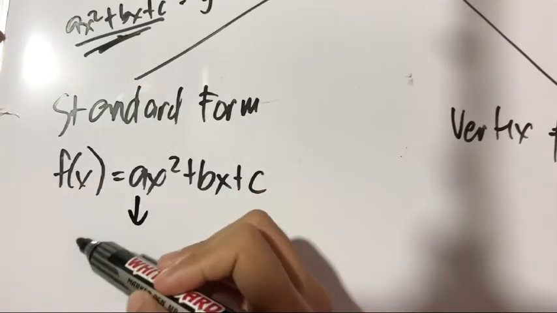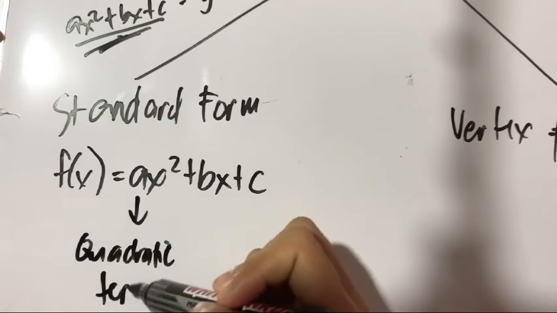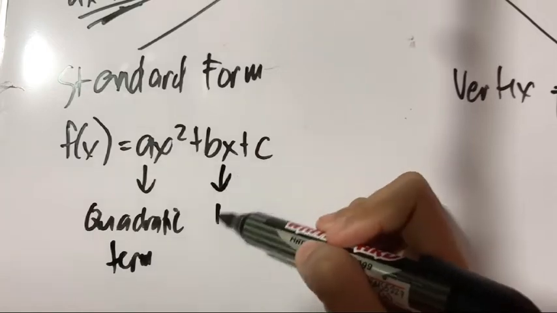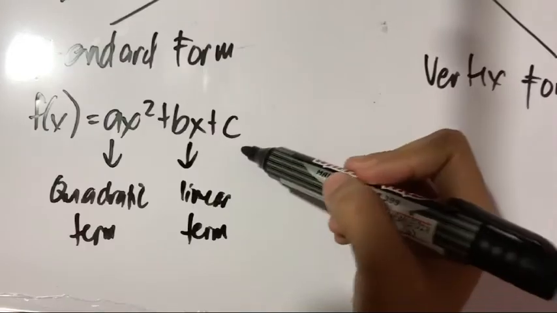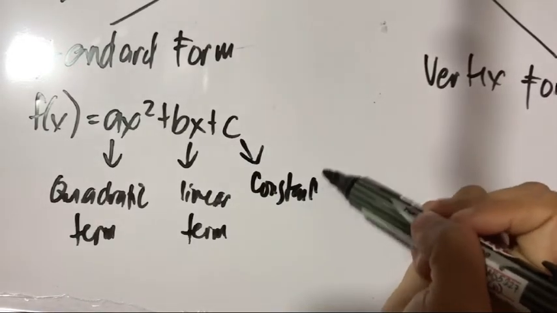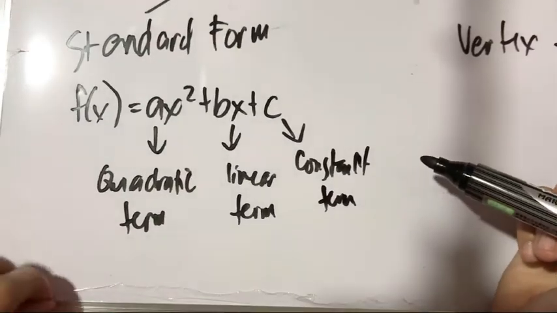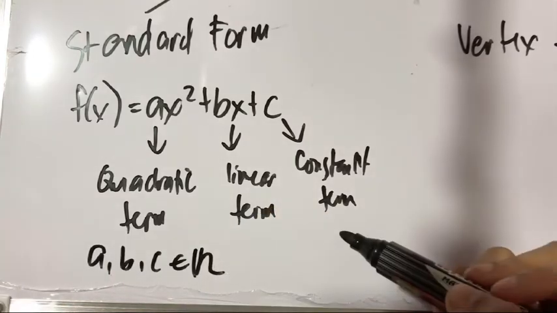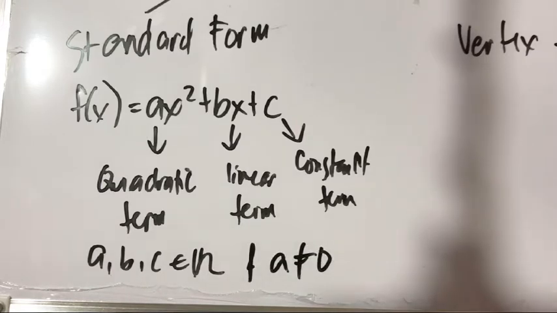So here, ax squared is our quadratic term, this is our first term. The second term is our linear term, no? And the third term is our constant term. So, always be reminded that the variables a, b, and c here are elements of real numbers, and a should not be equal to 0.